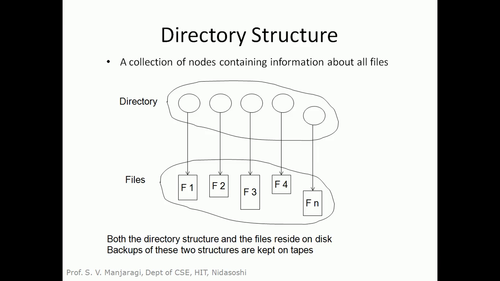Now let us see what the directory structure is in the system. A directory file or a folder maintains different pointers to files. It is basically a collection of nodes containing information about the files. As you can see in the diagram here, these are the different pointers pointing to files. These files are grouped into a directory or folder. Both the directory structure and the files will be stored on the disk.